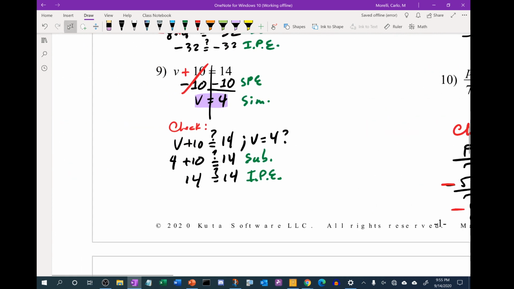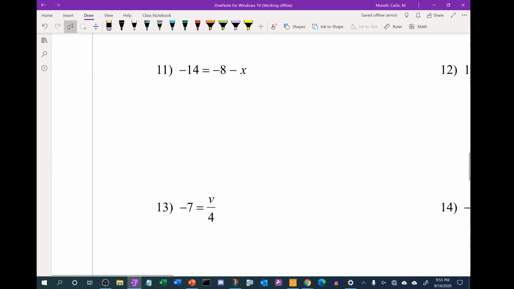Moving on. Number 11, ladies and gentlemen. Negative 14 equals negative 8 minus x. The question is, what value of x makes this statement true? I'm looking for a value of x, which when I take its negative, and then add negative 8 to it, it's negative 14.